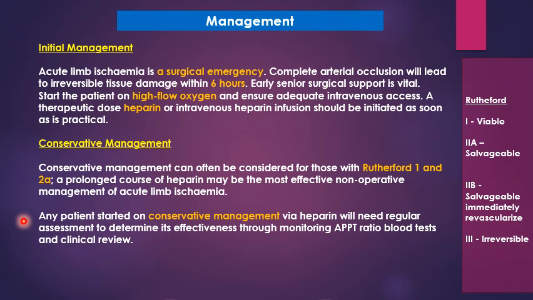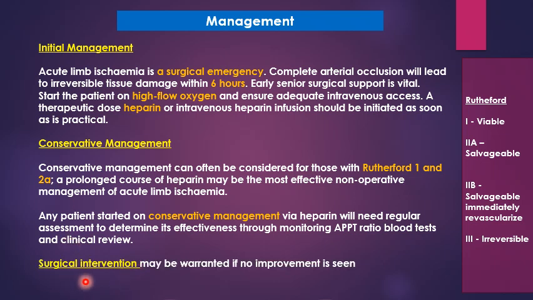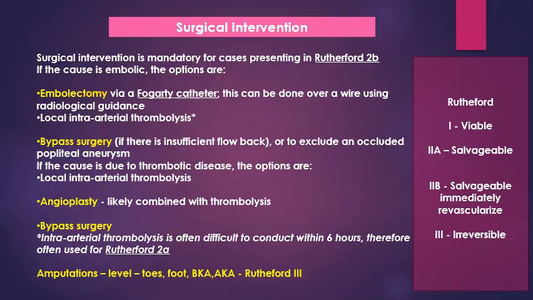the APTT ratio blood test and clinical reviews. Okay, so this is a coagulation profile and your clinical review. See the viability, is it improving or not, the Rutherford status. Surgical intervention may be warranted if no improvement is seen. So anytime you see the patient is not improving or is becoming worse, then surgical intervention should be instituted without delay. And what are the surgical interventions?